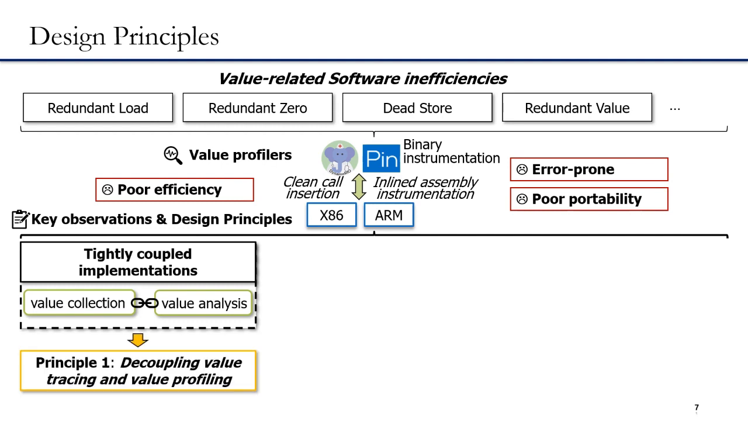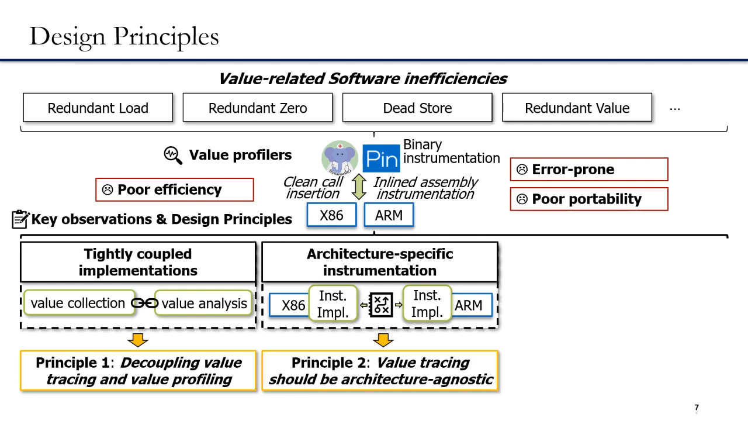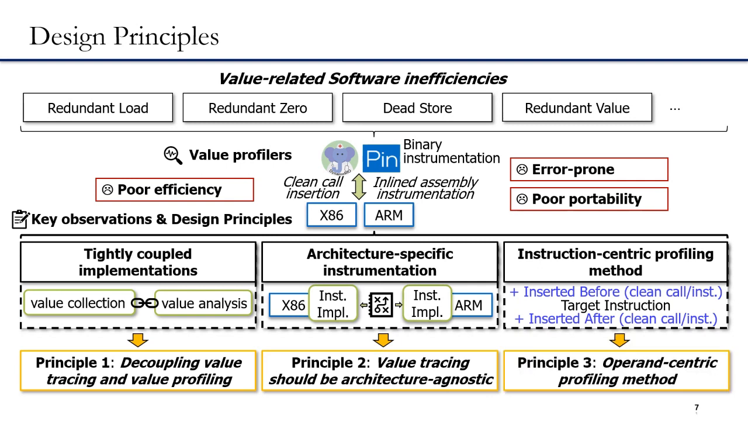Therefore, we first decouple value tracing and value profiling to achieve portability and efficiency. Secondly, efficient architecture-specific instrumentation leads to heavy engineering and poor portability. Thus, value tracing should be architecture agnostic to hide the underlying implementation details for portability. Thirdly, instruction-centric profiling forces developers to spend more effort on extracting values rather than analyzing them. Thus, we propose our operand-centric profiling to facilitate value extraction and attribute collection with a more intuitive view for value analysis.